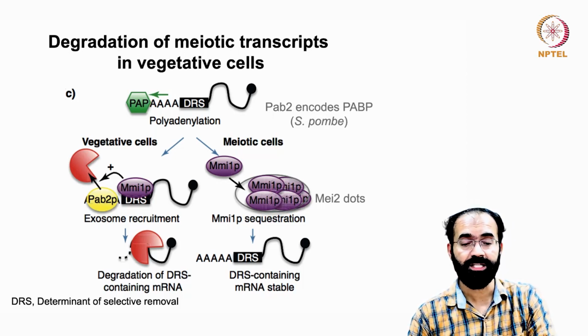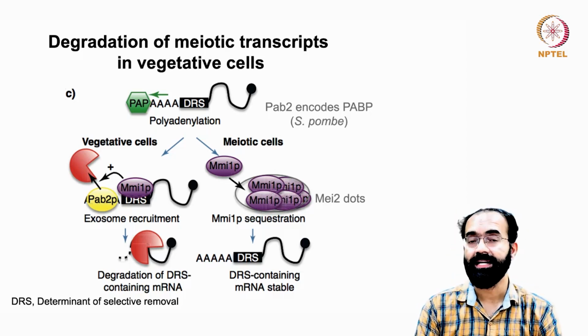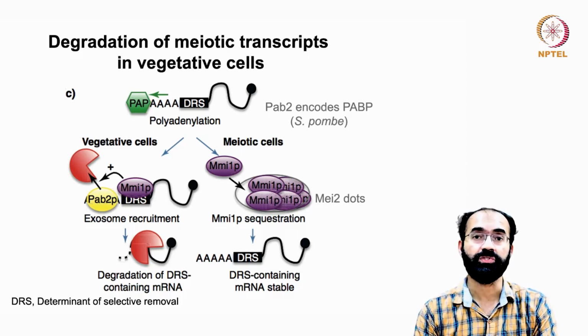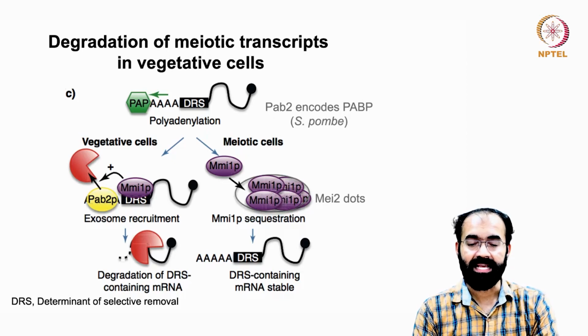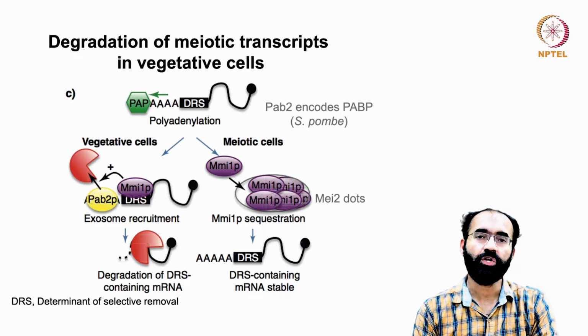Something similar strategy is being used. MMI1P is no more available to bind onto the DRS. Because of this, the DRS containing RNA are stable, available, and they will proceed with translation. So, the interesting thing to note is that DRS containing RNA are useful in the maintenance of meiotic status. What we should understand is, if DRS containing RNA are degraded in the vegetative phase, there is no loss occurring to the vegetative cell.